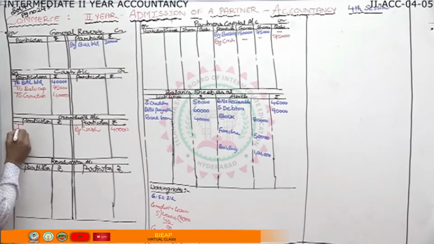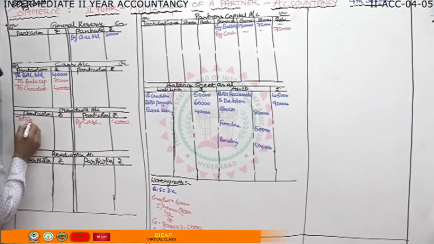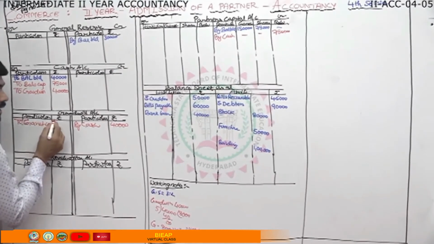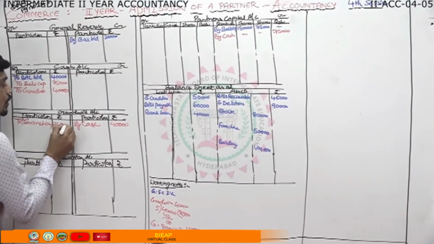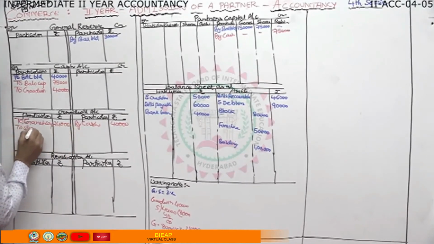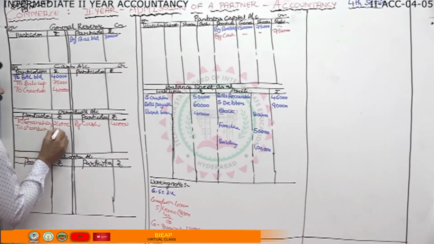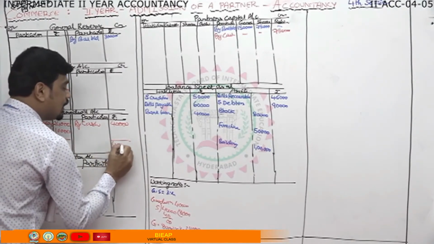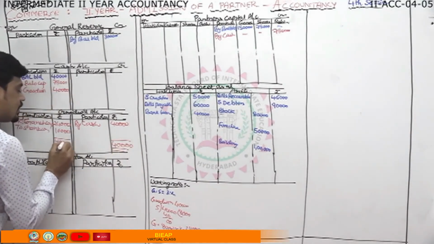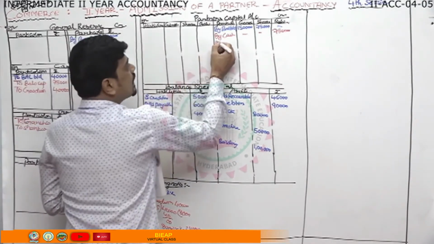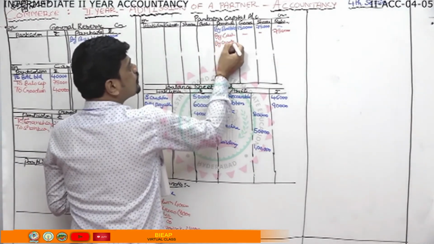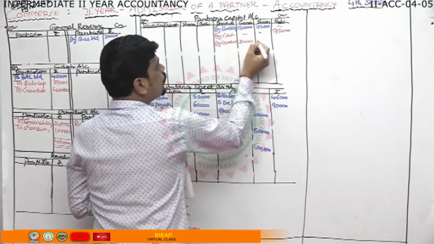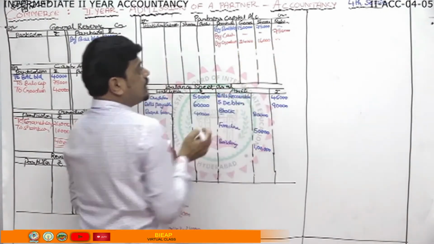So we'll go to the goodwill account: to Ganesh capital, Ganesh got 24,000, then to Shankar 16,000, and the goodwill is closed with 40,000 on both sides. The second effect will give goodwill to the partners. So by goodwill, Ganesh got a share of 24 and Shankar got 16.